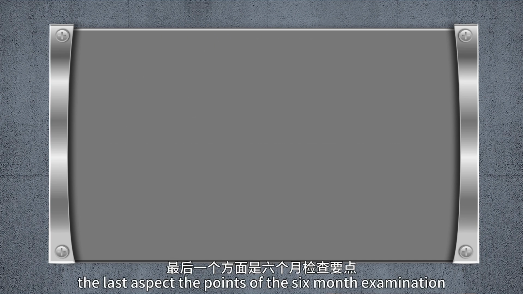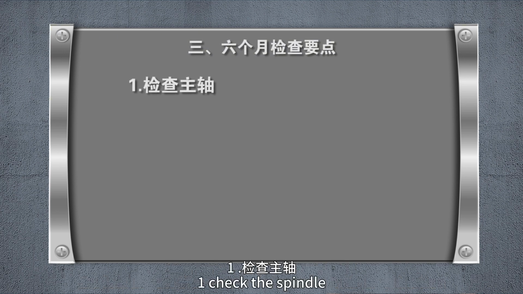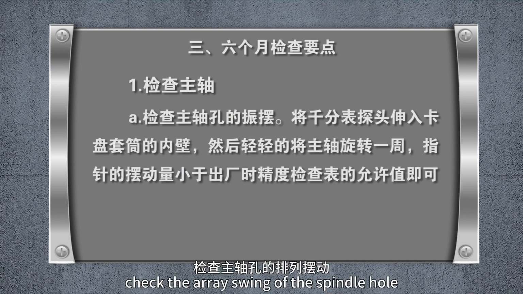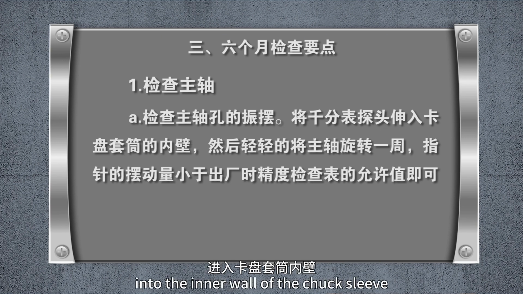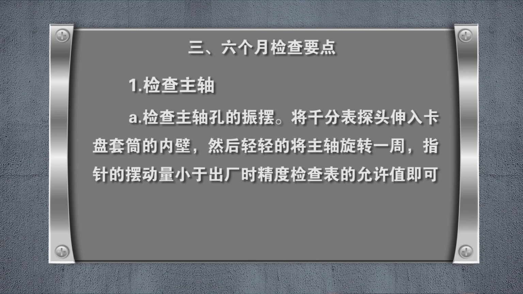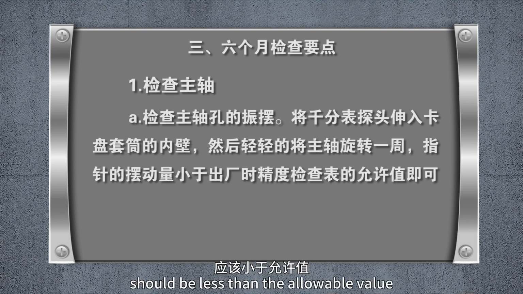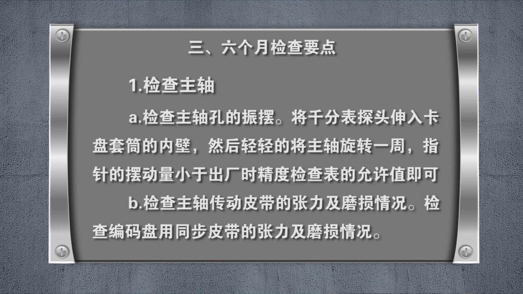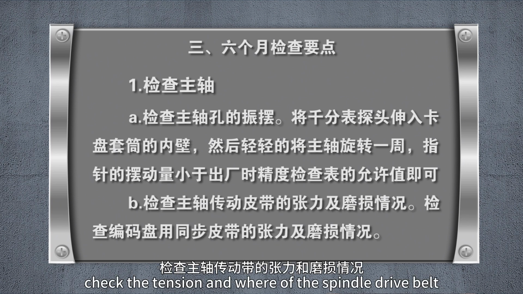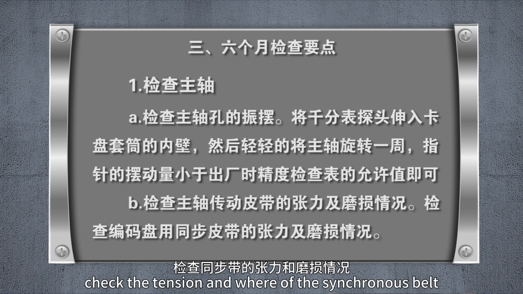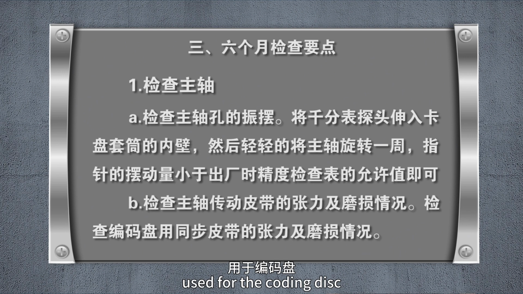The last aspect, the points of the 6-month examination. 1. Check the spindle. Check the runout of the spindle hole. Insert the micrometer probe into the inner wall of the chuck sleeve, and then gently rotate the spindle once. The swing of the pointer should be less than the allowable value on the precision inspection table at the factory. Check the tension and wear of the spindle drive belt. Check the tension and wear of the synchronous belt used for the coding disc.